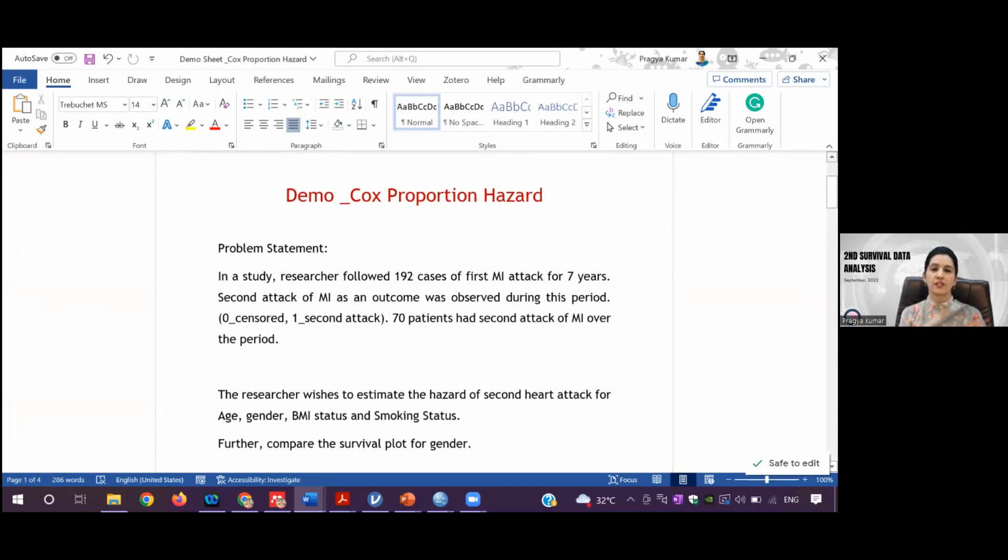In a study, the researcher followed 192 cases of first MI attack over 7 years. Again, this is the same problem we have been discussing for the last two sessions. The second attack of MI was the outcome observed during this period. 0 was censored and 1 was a second attack. 70 patients had a second attack of MI over this period. The researcher wishes to estimate the hazard of second heart attack for age, gender, BMI, and smoking. I have to see what the hazard rate for second heart attack is, and further, I have to calculate the survival plot.